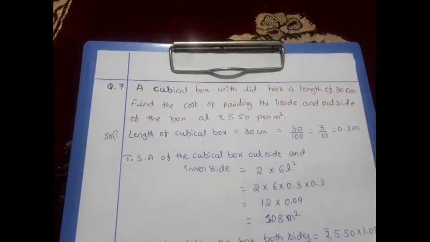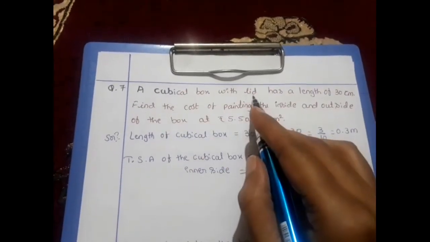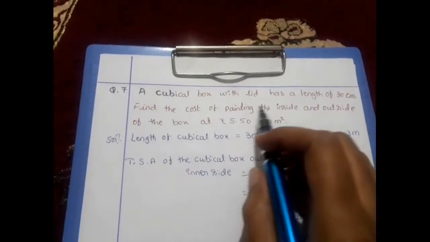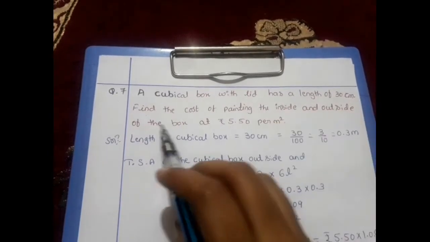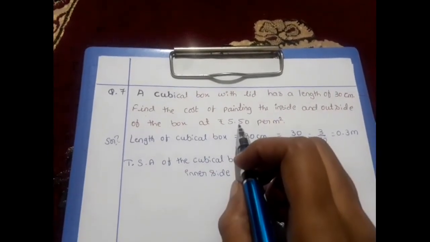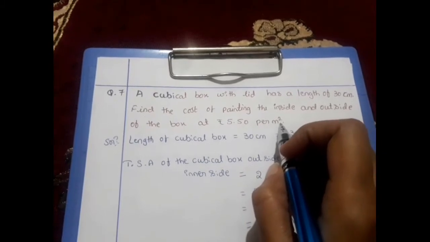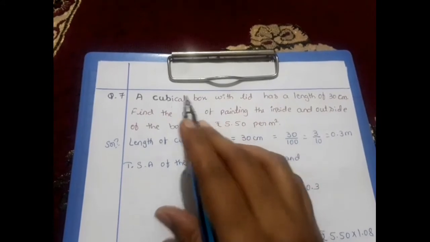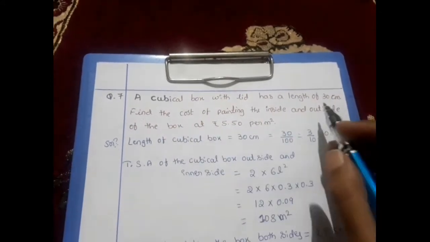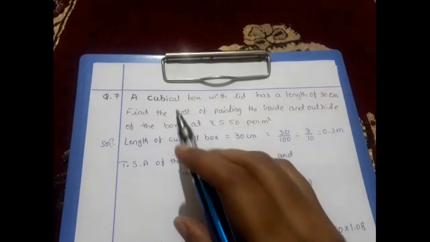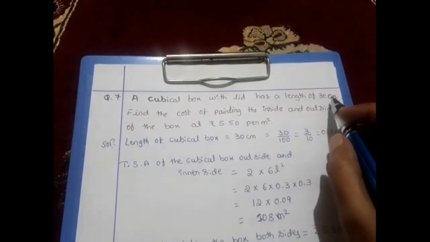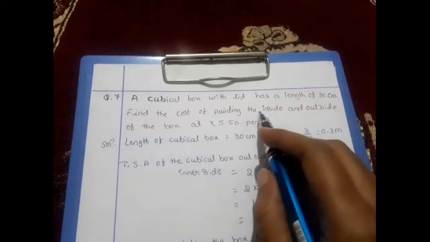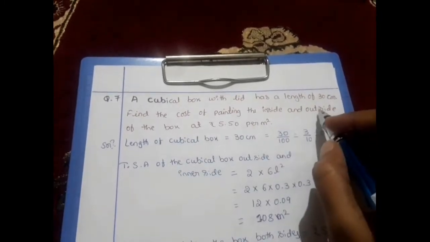Question number 7. A cubical box with lid has a length of 30 centimeter. Find the cost of painting the inside and outside of the box at rupees 5 and 50 paise per meter square. Here they have given a cubical box, nothing but the box is in the shape of a cube whose length is 30 centimeter. In a cube all sides are equal, each side is given as 30 centimeter. Find the cost of painting inside and outside.